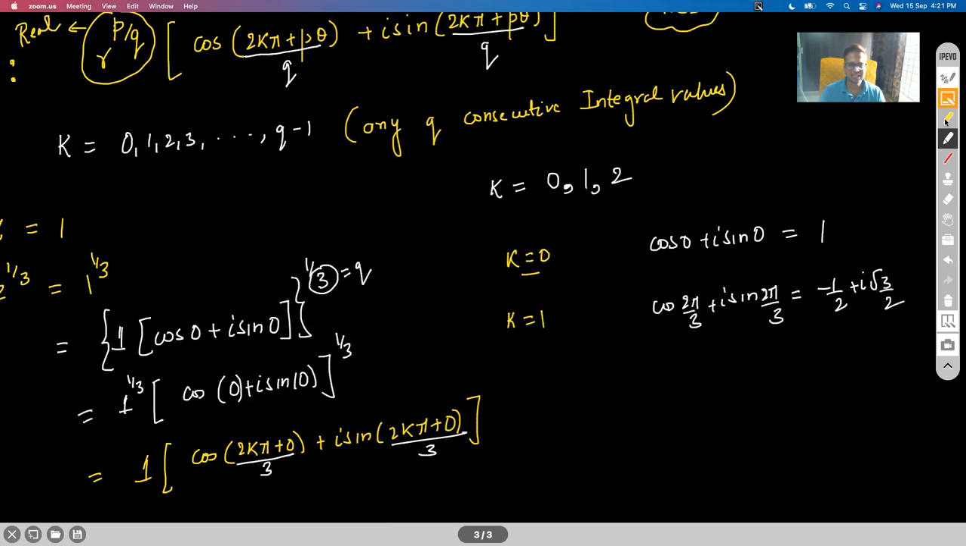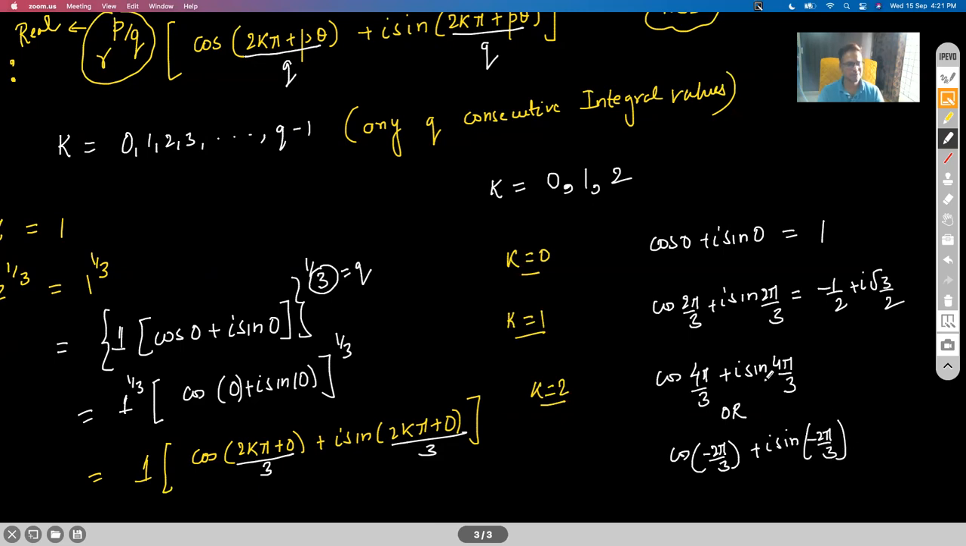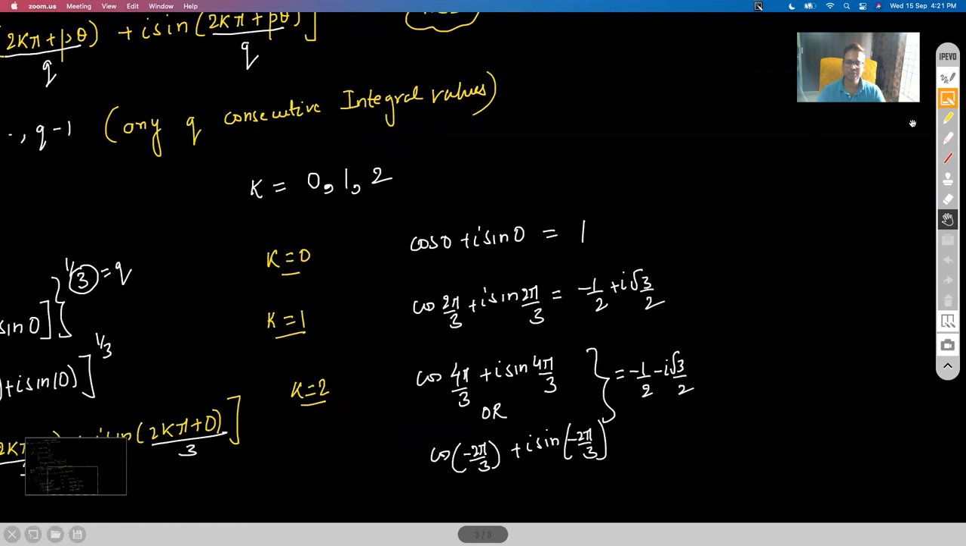If you put k as 2, your answer will be cos 4π/3 plus i sin 4π/3. In fact, this is not a polar form for it. The polar form for it is actually cos(−2π/3) plus i sin(−2π/3). Why is this not a polar form? Because this angle is not in the principal argument. You should normally keep it as a principal argument. Anyways, if you calculate, it gives you minus 1/2 minus i root 3 by 2. So these are the three cube roots of unity.